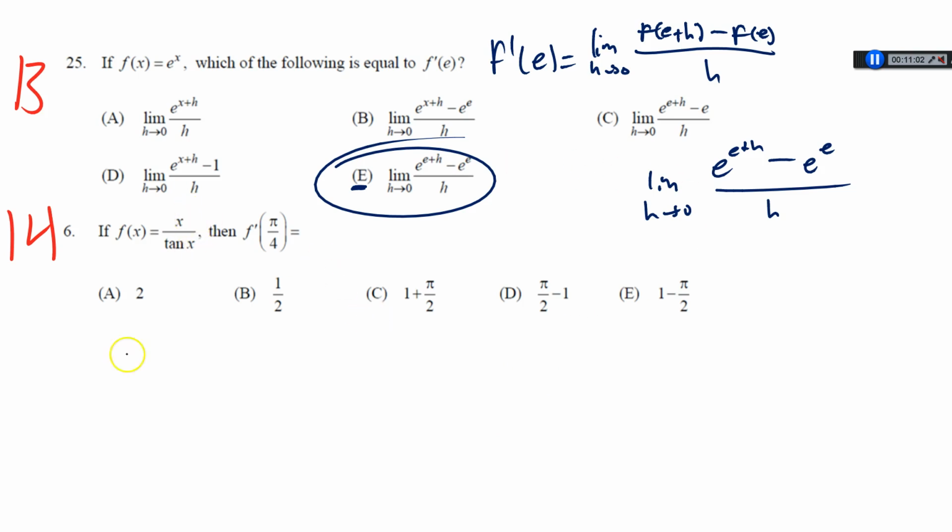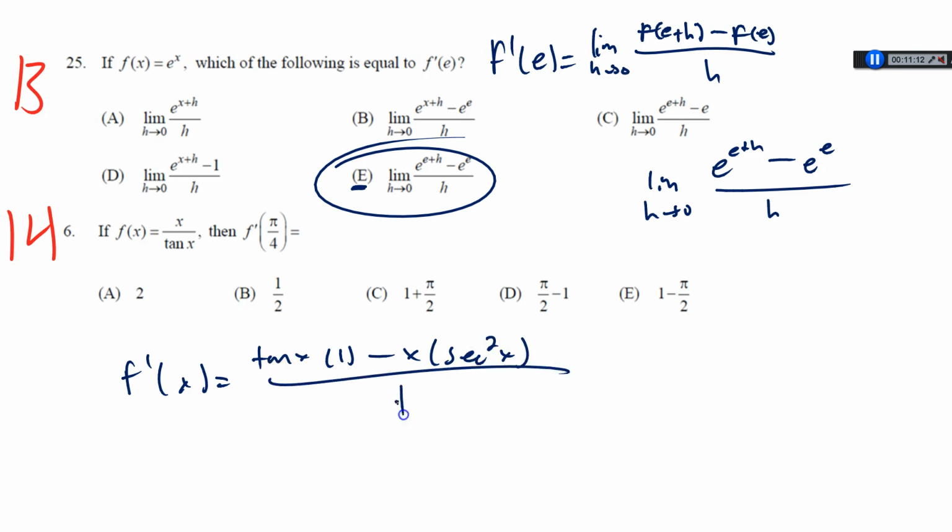Ooh, quotient rule. So that's f prime of x. Low d high. Well, d high is just 1. Minus high d low, secant squared x, over the square of low we go, tangent x squared. Thank goodness I chose pi over 4, right? Because tangent is 1 there. So tangent of pi over 4 is 1. We'll use that a few spots.